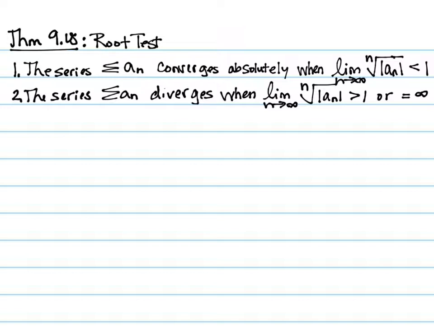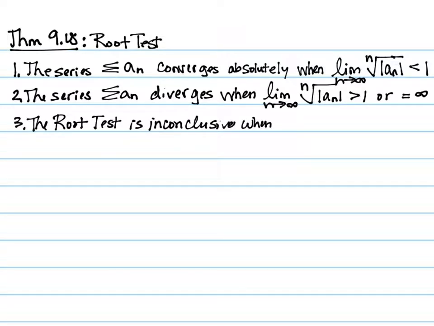And so the last one is going to be when what happens? When is it going to be inconclusive? Yeah, if it equals 1. So the root test is inconclusive when the limit as n goes to infinity of the nth root of the absolute value of a sub n is equal to 1.